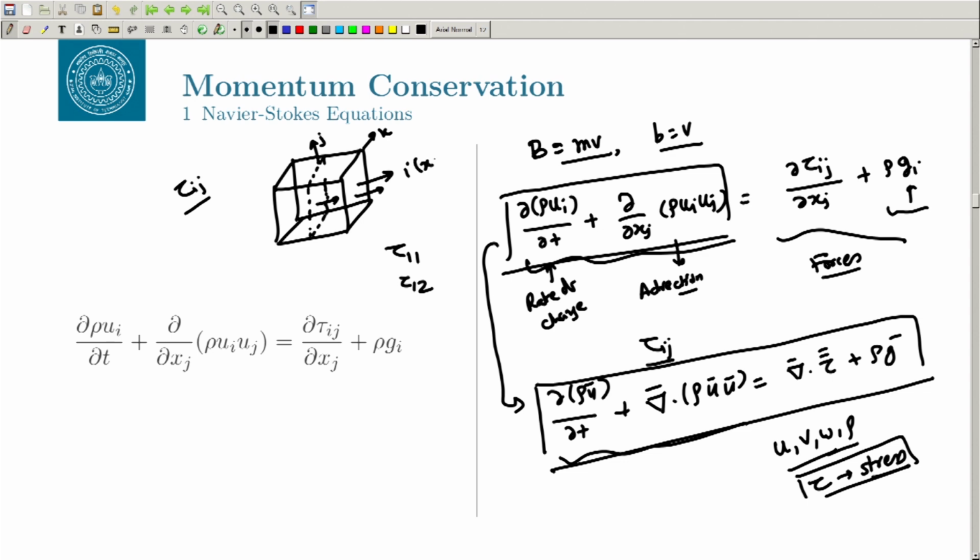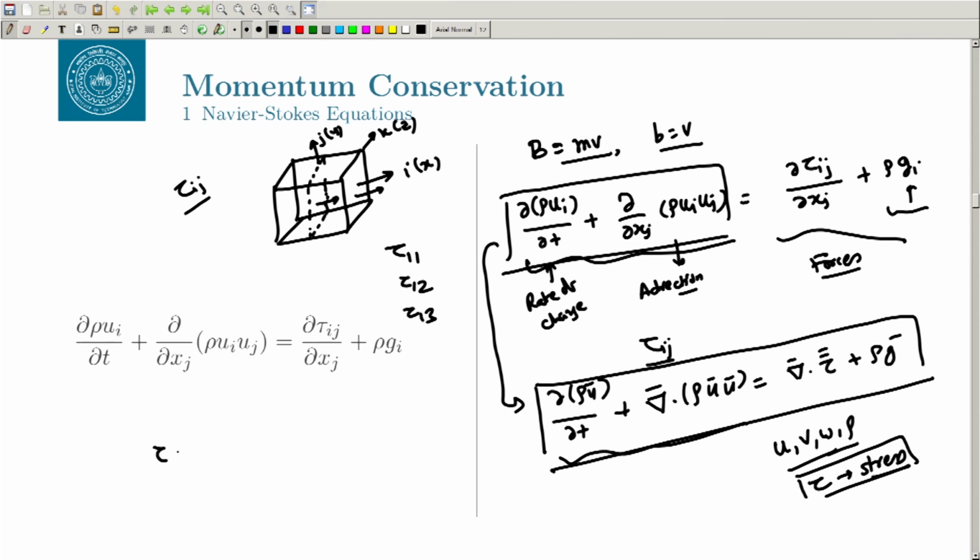So, it is I equal to X, J is equal to Y and K equal to Z, right. And similarly, you can apply in the Z direction, that will be tau 1 3, right. Similarly, if you cut across, let us say, in the vertical direction, then you can have tau 2 1, tau 2 2 and tau 2 3. Similarly, if you cut in the spanwise or the third direction, which is the K direction, Z direction, then you will have tau 3 1, tau 3 2 and tau 3 3.